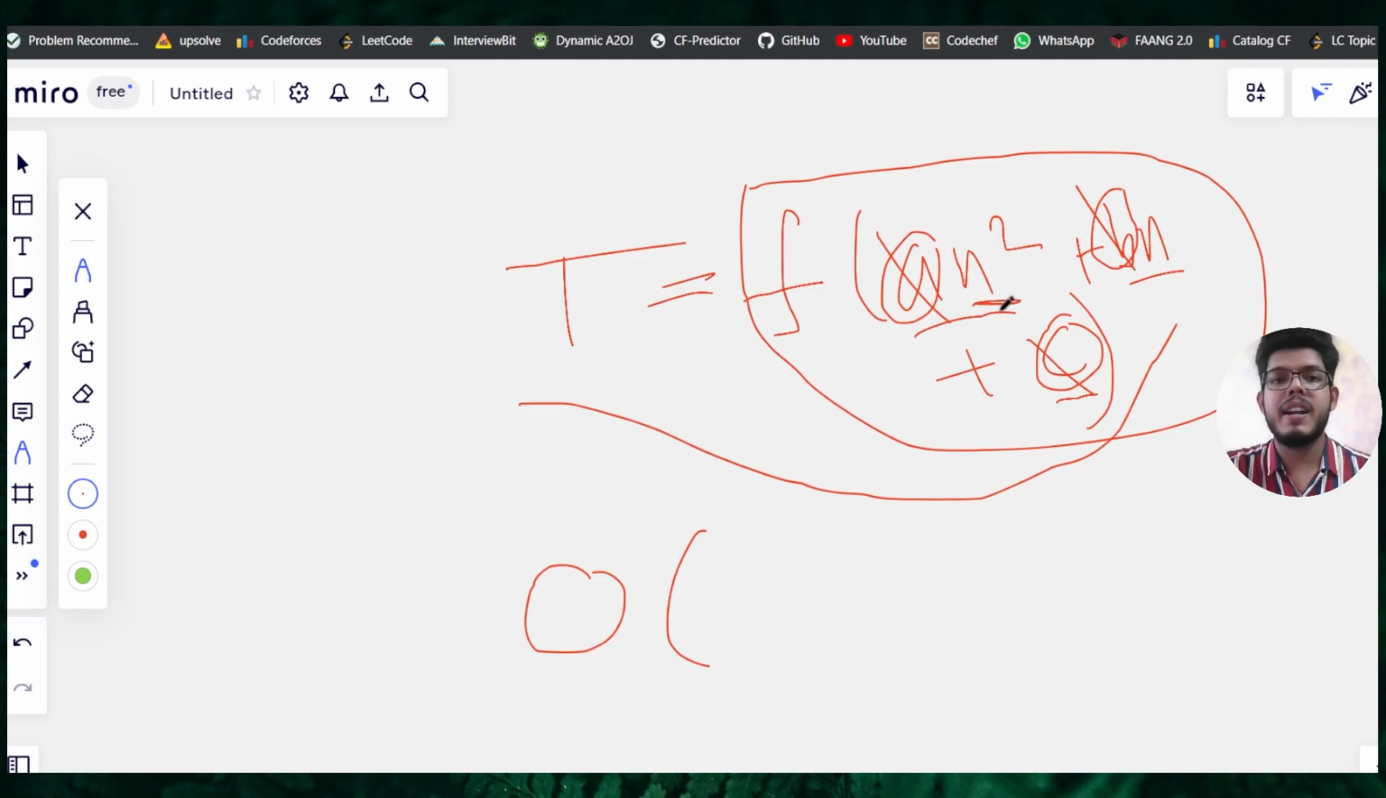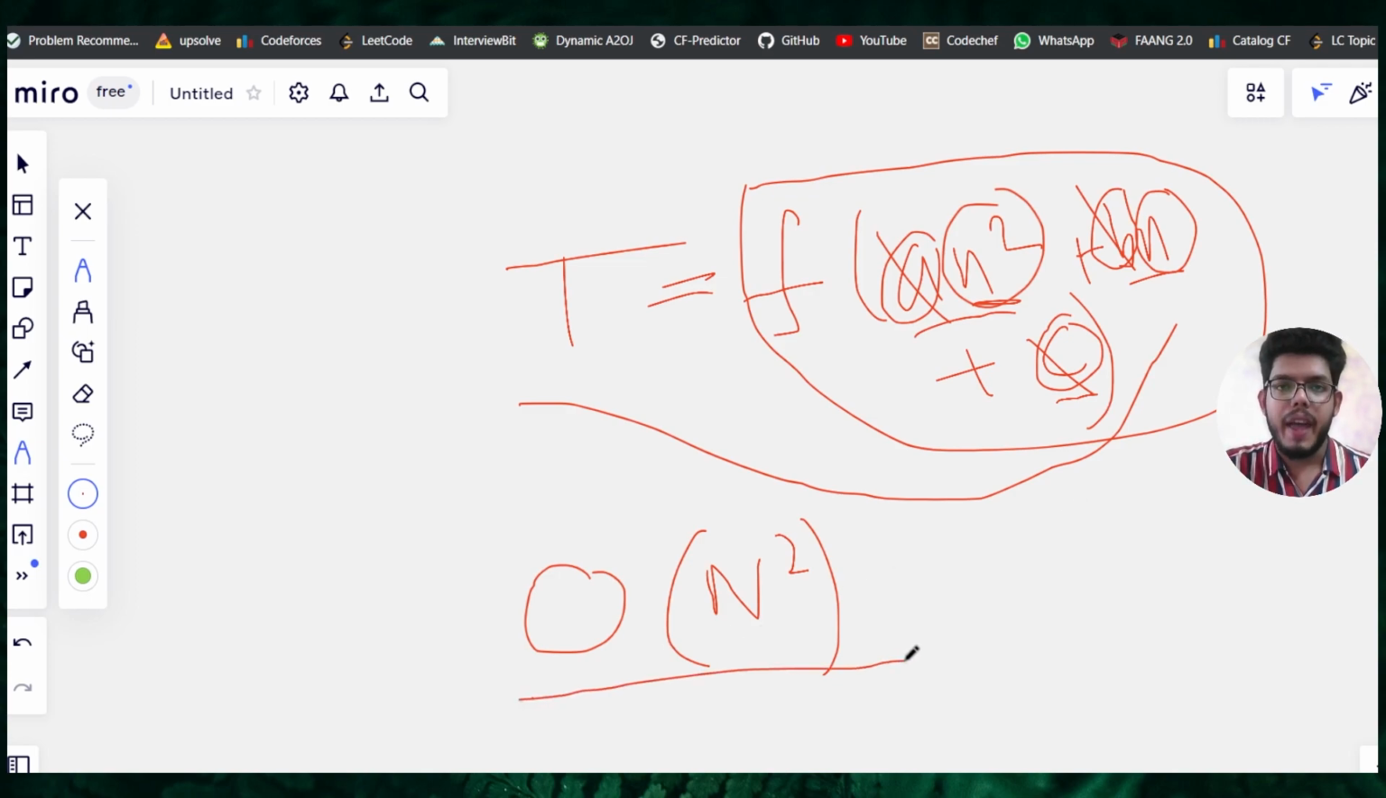So we are concerned about the highest power of n. So I can see two values of n here. One is n square and other is n. So basically I will be taking the highest value or highest power of n. So it will be n square. So the following expression in Big O notation will be Big O of n square. That is a quadratic function.